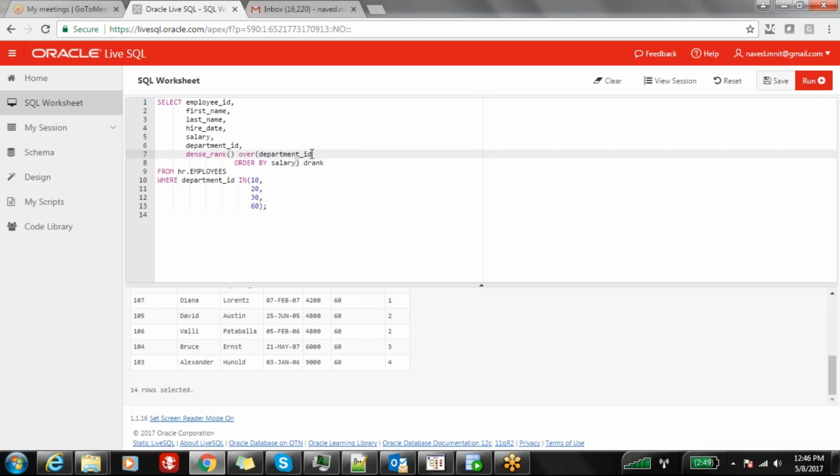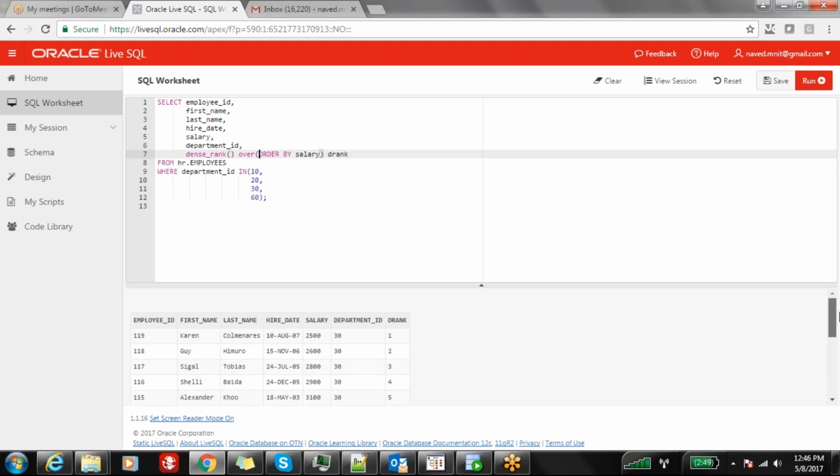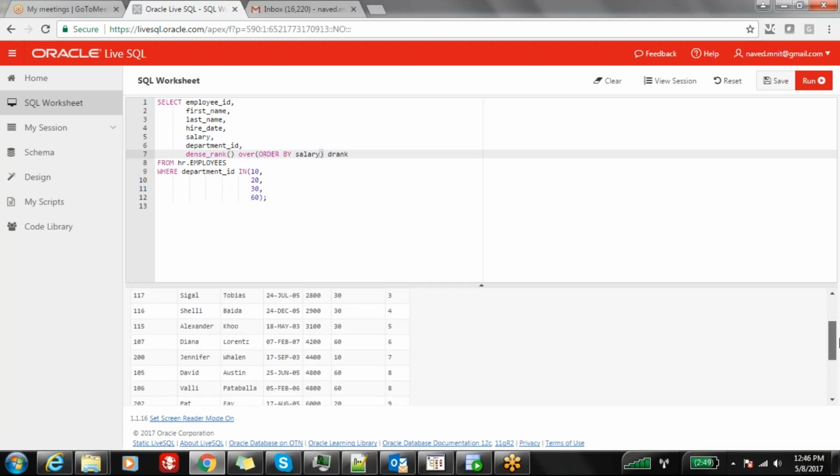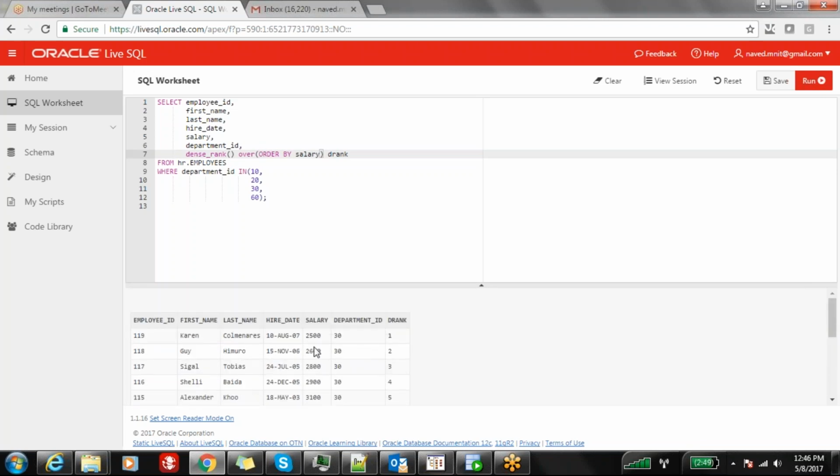You will be able to understand it more clearly when I'm removing the partition by clause. As I previously said, if you are not using the partition by clause, then it is going to consider the whole set of 14 rows as a partition, and then it is going to apply the analytical function on this particular result set. So if you see, these are the 14 rows, and it is going to order these 14 rows on the basis of salary. So this will be the whole partition that we are talking about.